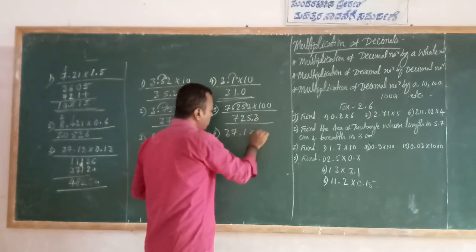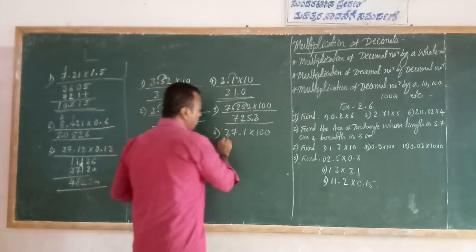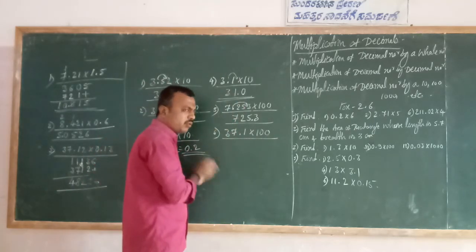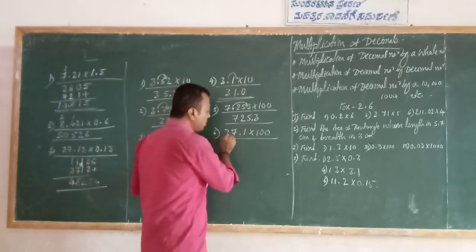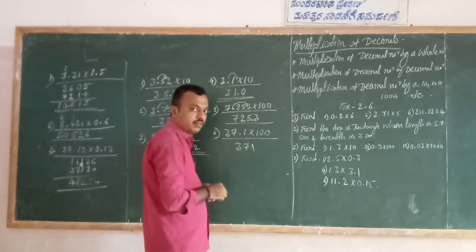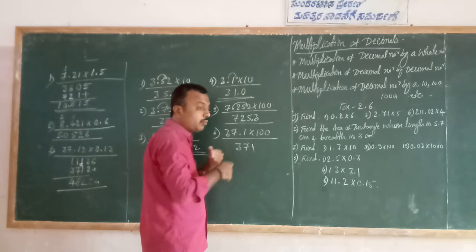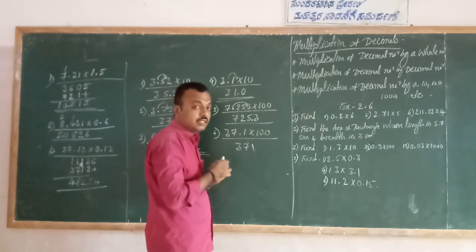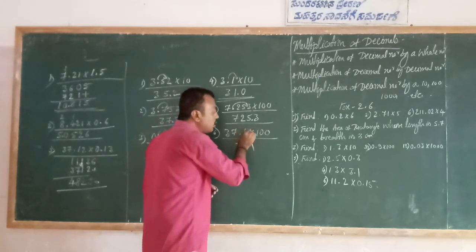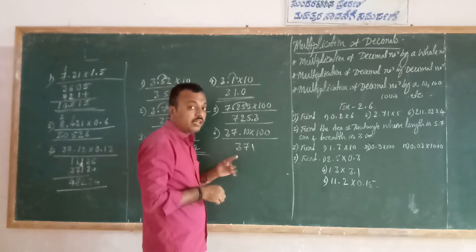37.1 into 100. If you come across problems like these, very simple students. First, follow the same procedure, the steps. First, leave the point and write the digits as they are, right now 371. Here, how many 0s are there? Two 0s. So we can shift two digits forward. But here only one digit is there, sir. So we can put a 0. Nothing will happen, after the point the value does not alter.